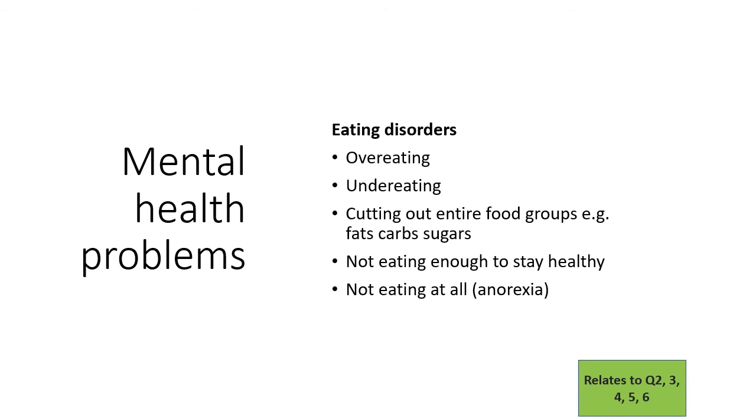There are eating disorders also. This can include overeating, undereating, cutting out entire food groups. So for example, cutting out fats, carbs and sugars, not eating enough to stay healthy and not eating anything at all. That can cause anorexia.